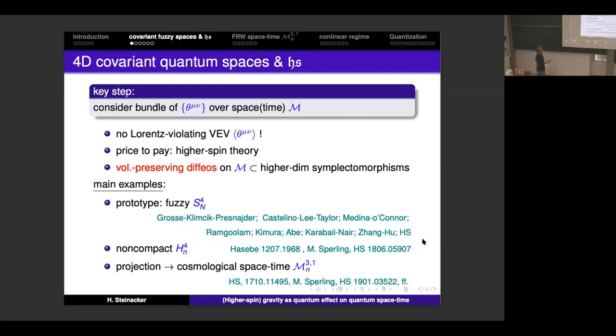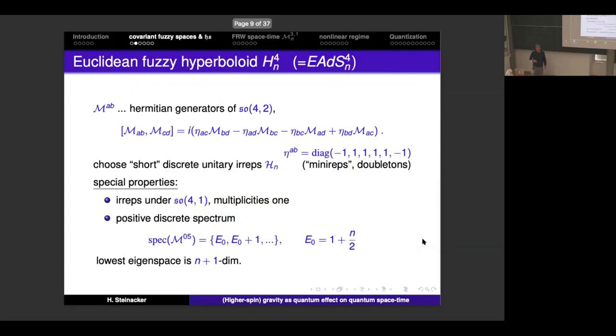But these covariant quantum spaces are very interesting objects. And basically, there are not so many of them known, even though you can generate whole series. The first example of this is the so-called fuzzy four-sphere, which was introduced more than 20 years ago by Grosse-Klimčík-Prešnajder. Harald is sitting here. This is a very nice thing, and it has found lots of applications, and it has very interesting structure. But I will skip it for lack of time. I'll just jump to the non-compact version of it, which is the fuzzy hyperboloid. I will explain this in a little bit of detail. It's very similar, but non-compact. And from that, through some simple projection procedure, you get the space-time, and that is the interesting playground I would like to discuss. Okay, so let's discuss this fuzzy hyperboloid, and that's the origin of the higher spin stuff.